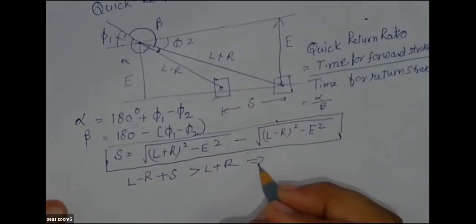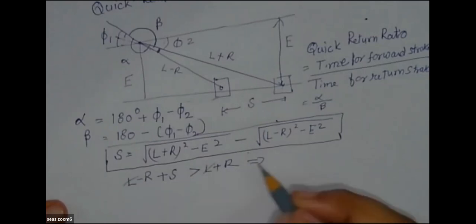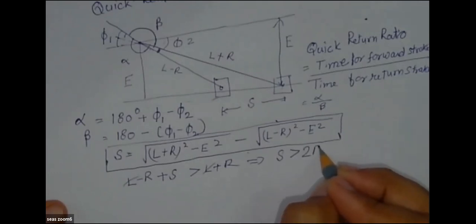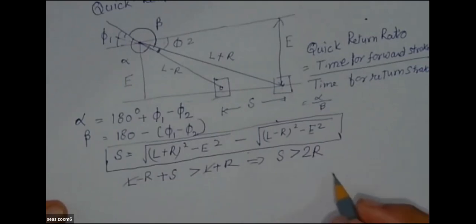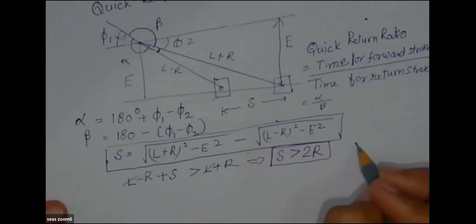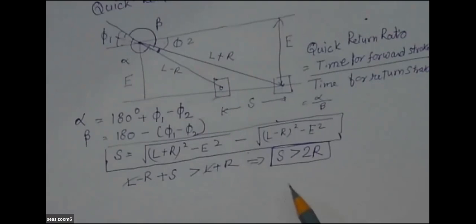So here we can also write that L cancels out. So the total stroke length S is actually greater than twice R, where R is the crank length. Remember that in the case of the inline slider crank mechanism, the stroke length S was equal to 2R, that is, twice the crank length. But in the case of the offset slider crank mechanism, the total stroke length S is always greater than twice the crank length R. So this is the advantage of using this offset slider crank mechanism.